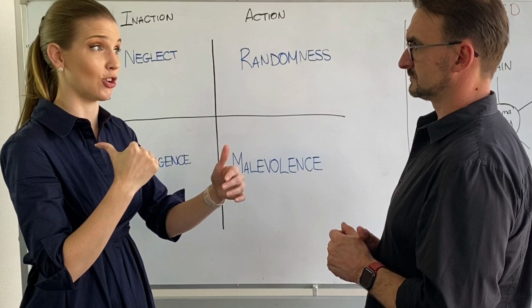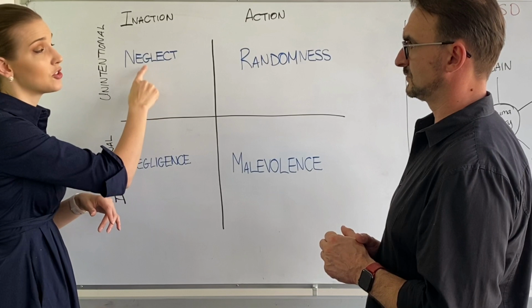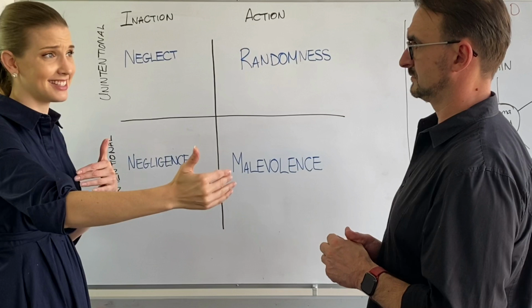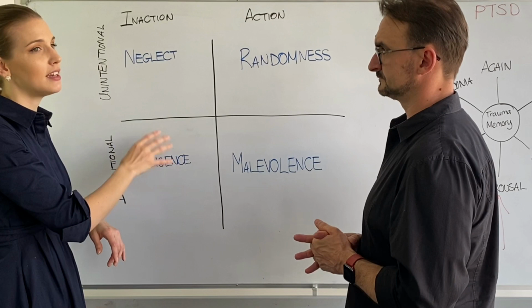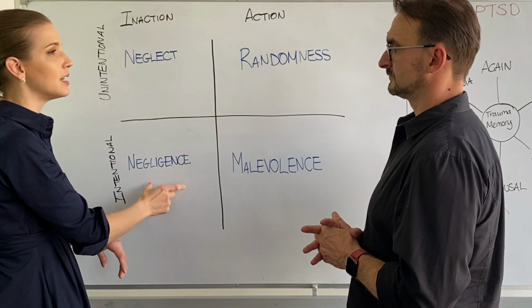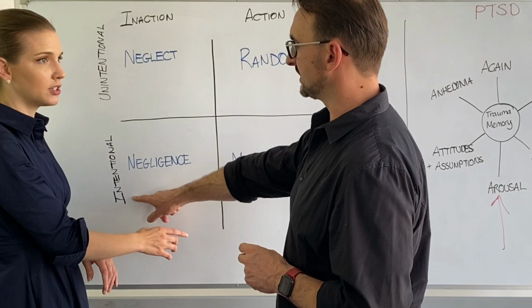From his point of view, his was actually neglect. He failed to take action in that he failed to apply the brake within a safe stopping distance, but he didn't mean to do it. So his was neglect. If he had been speeding, using his phone, maybe under the influence of something, then we could say that it was negligence, because he was knowingly taking a risk. He was intentionally being more careless than he should have been.